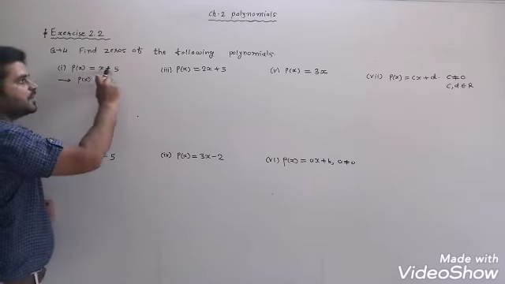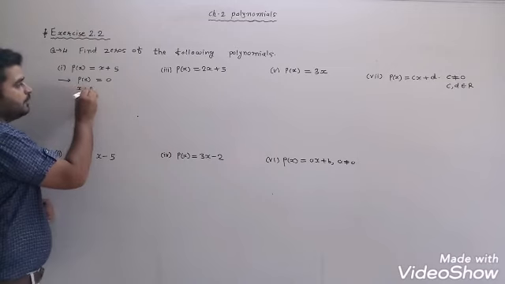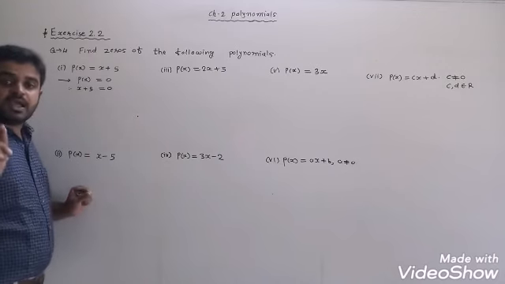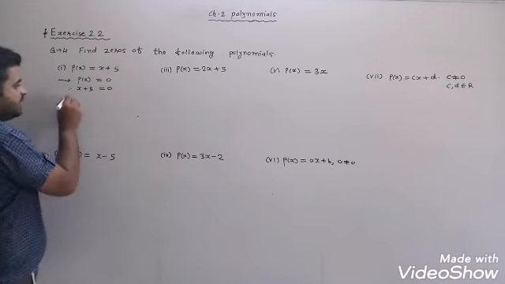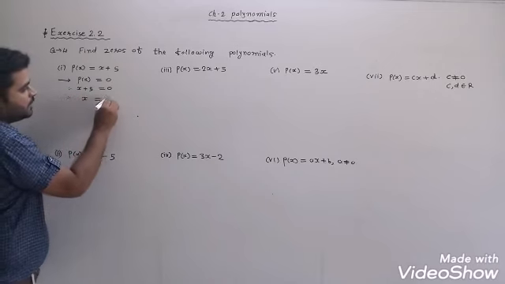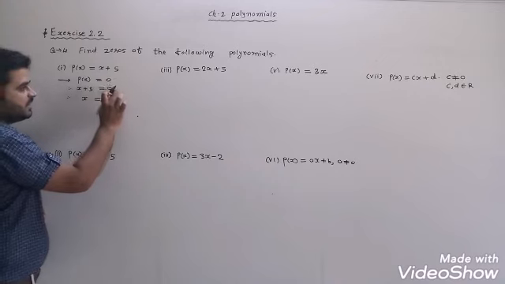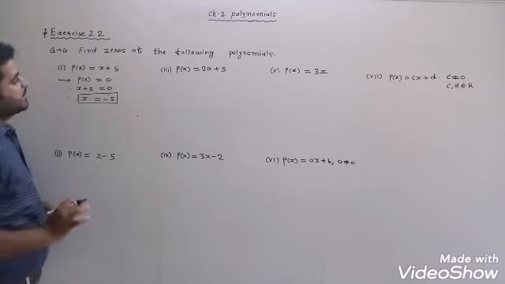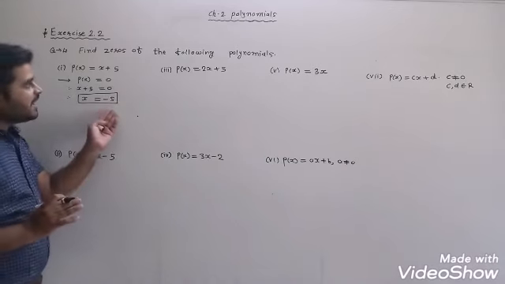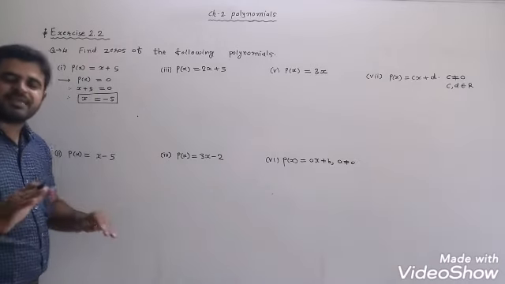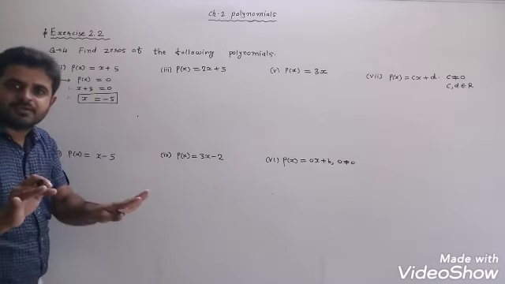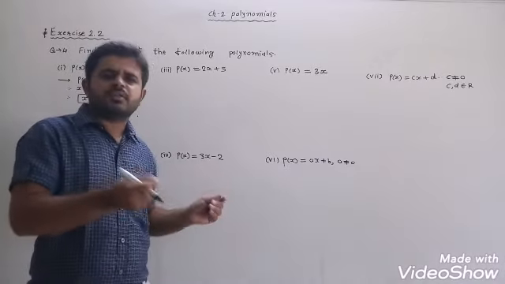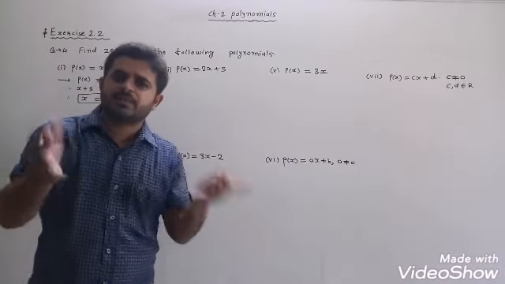Now the value of p of x is x plus 5, so I write here x plus 5 is equal to 0. Now, taking x as the subject, plus 5 comes to the other side and becomes minus 5. So the value of x is minus 5. So minus 5 is the zero of this polynomial and the first sum is over. This is an easy sum, and you can calculate the whole sum yourself if you understand the basic method.